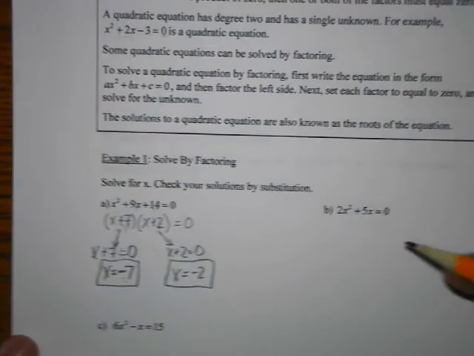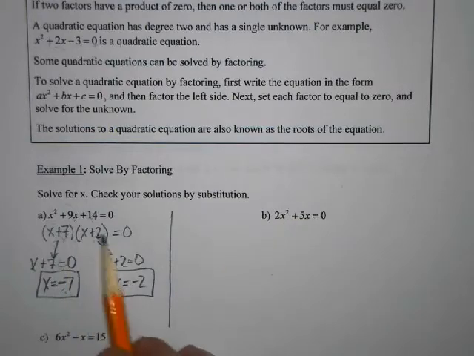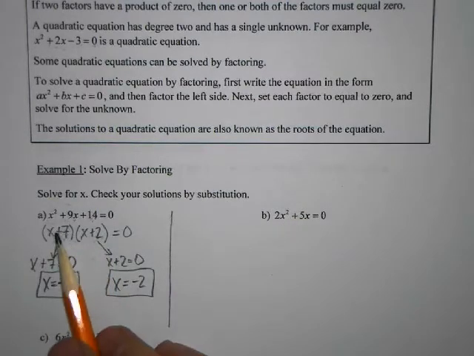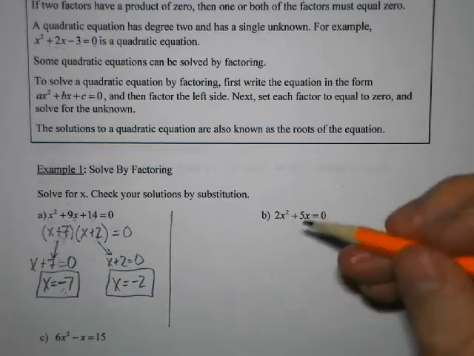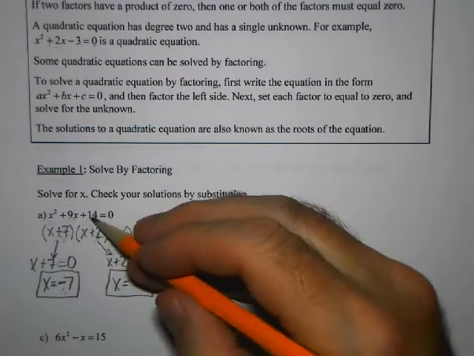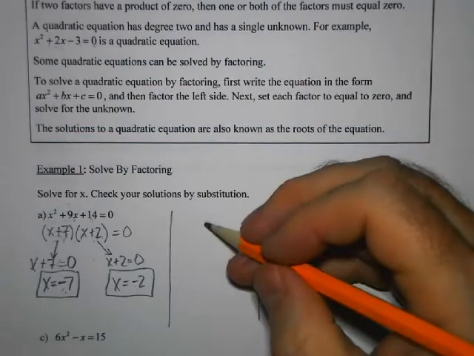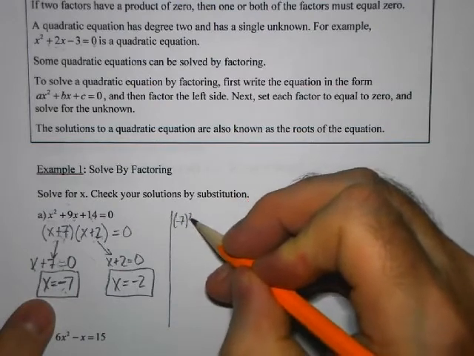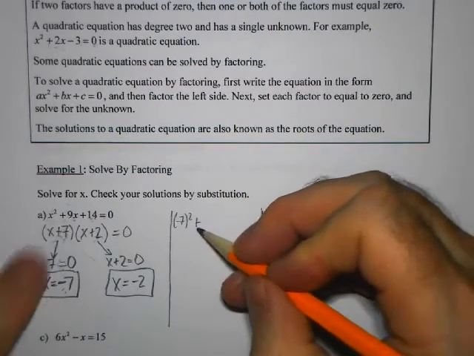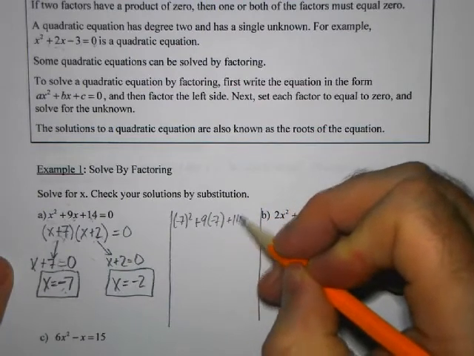Okay. I guess we should check our answer here. If you checked your answer back here, it'd be pretty obvious, because you plug a negative 7 in there, you get 0. Plug a negative 2 in there, you get 0. But maybe we messed up on the factoring. So what you really have to do is go back to the original equation and plug the numbers in. So if I plug in negative 7 first, so that's going to be negative 7 squared plus 9 times negative 7 plus 14 equals 0.